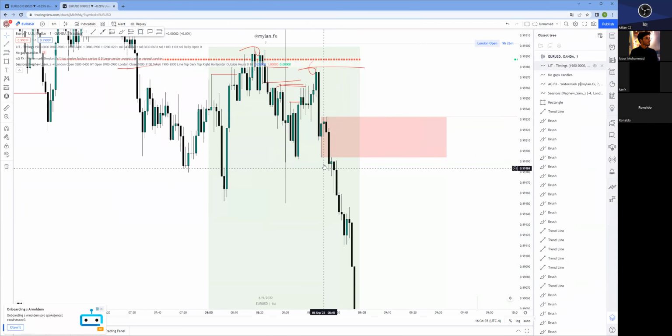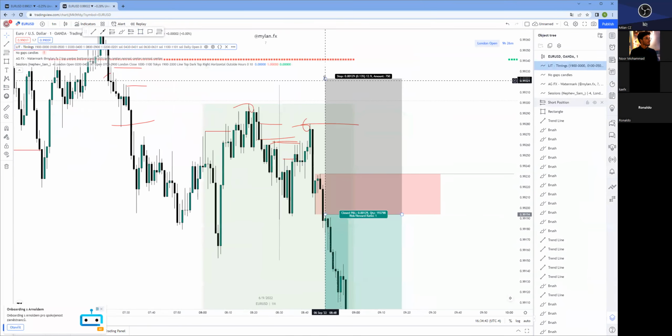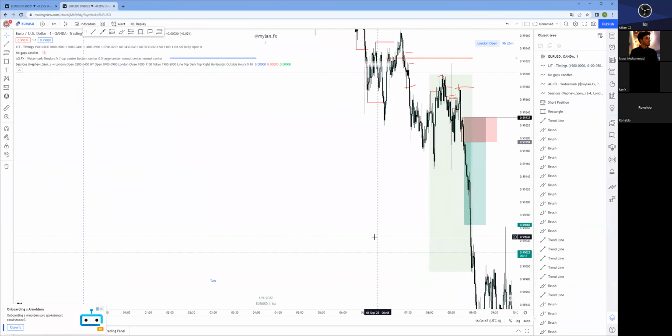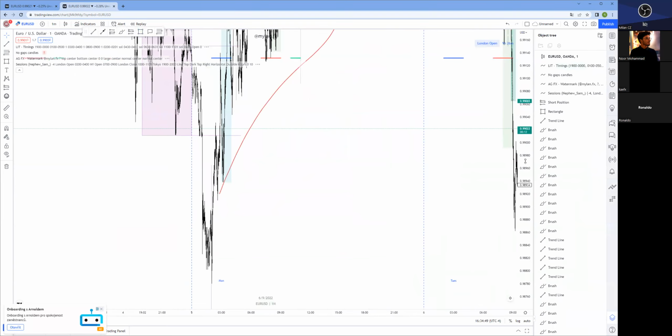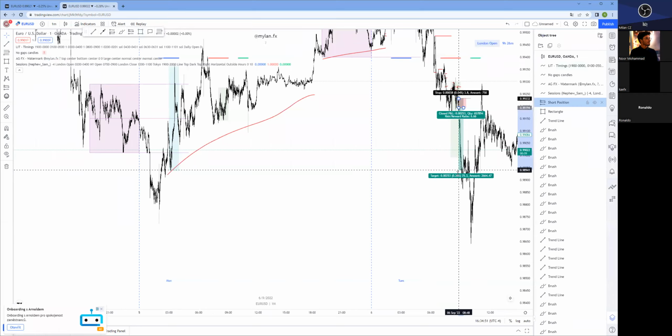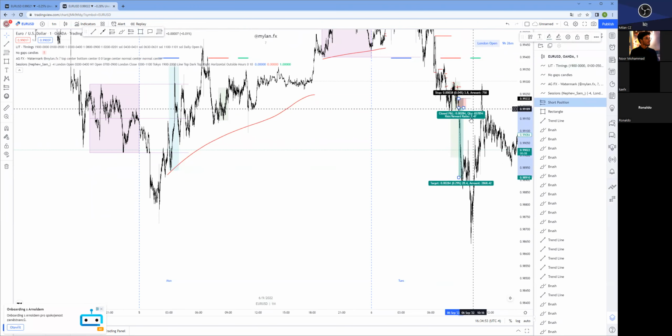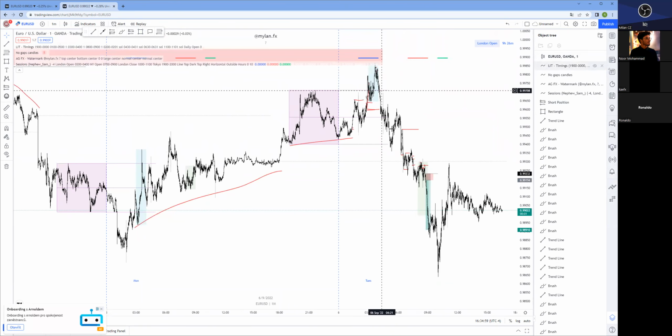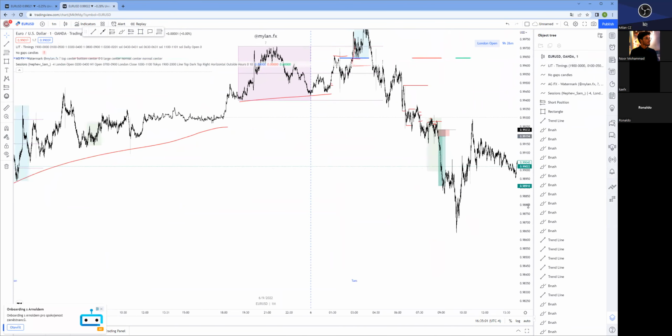And it even mitigated. After breaking the range, it even mitigated. So yeah, this would be my entry. Even a 3.8 pip stop loss, and just target the liquidity, which was this. And it's like only 7R. That's why I don't like taking trades from bad pricing. But if you missed on all this, then yeah.